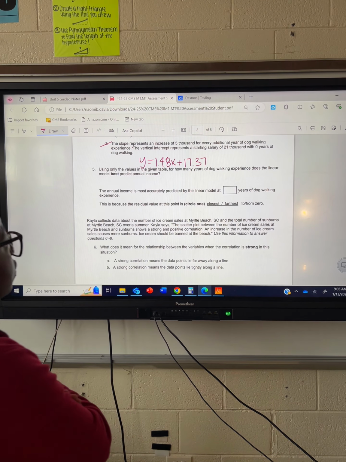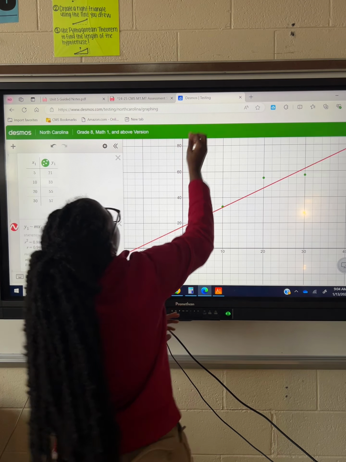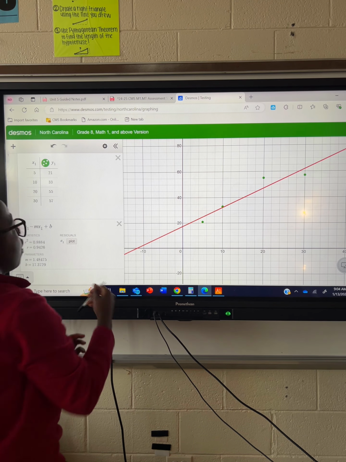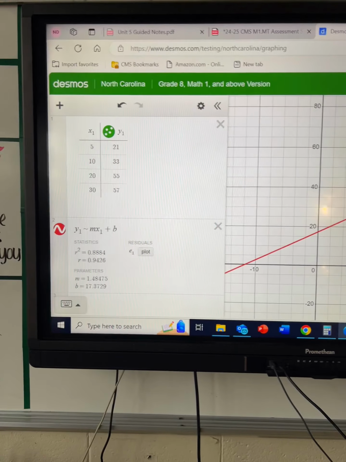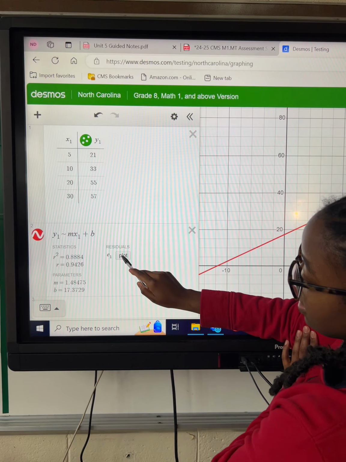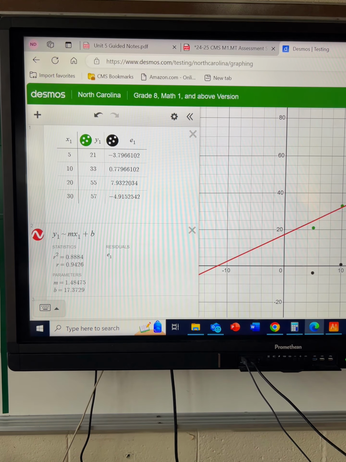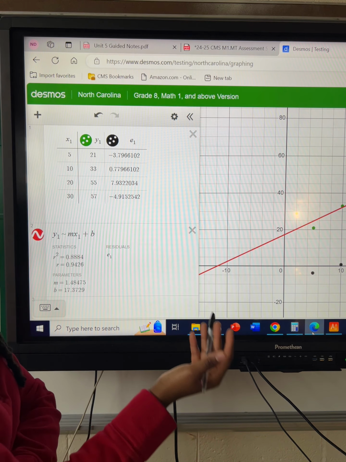Okay. Using only the values in the given table, for how many years of dog walking experience does the linear model best predict the annual income? Something about the way I read that doesn't sound right, but hold on. Let's go back here. And we want to look at our residuals for this particular table, because your residuals tell me how good my prediction was. We're just going to hit this plot button.